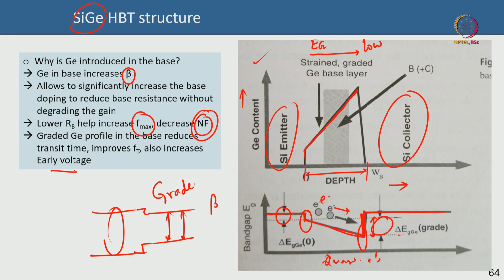And there is also an impact on the early voltage, okay, because you are grading the base. So you can dope it high, and the depletion from the base collector towards the base can be prevented, and that gives rise to a very large early voltage, which is helpful.